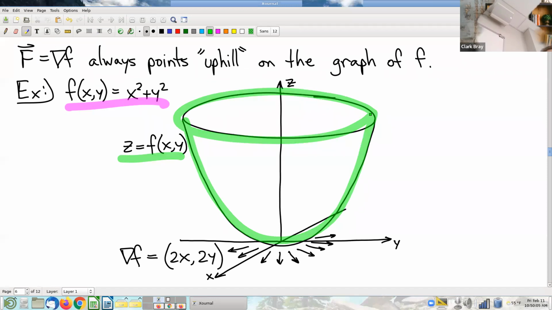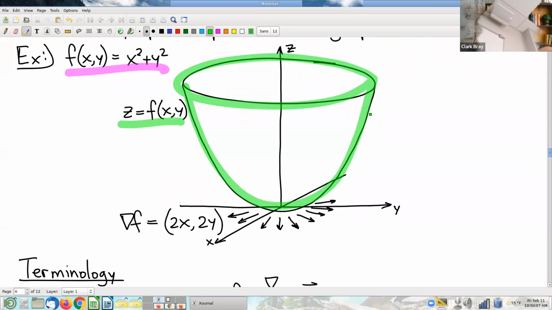I'm deliberately picking a familiar one because the point here is not how to draw graphs. The point here is to make the connection that we're interested in. Anyway, there's the graph. What is the gradient? Well, there's the formula.